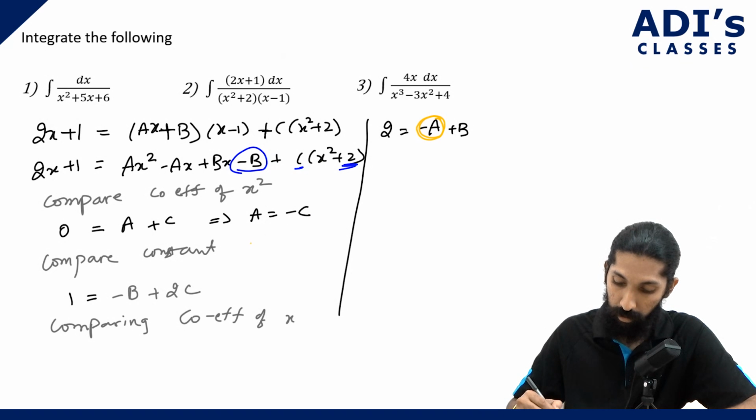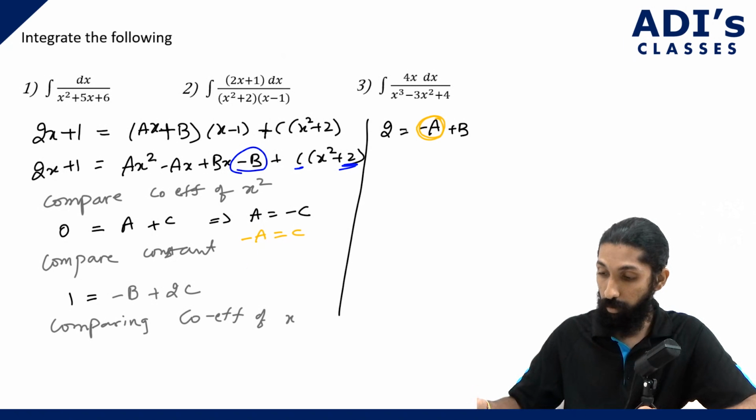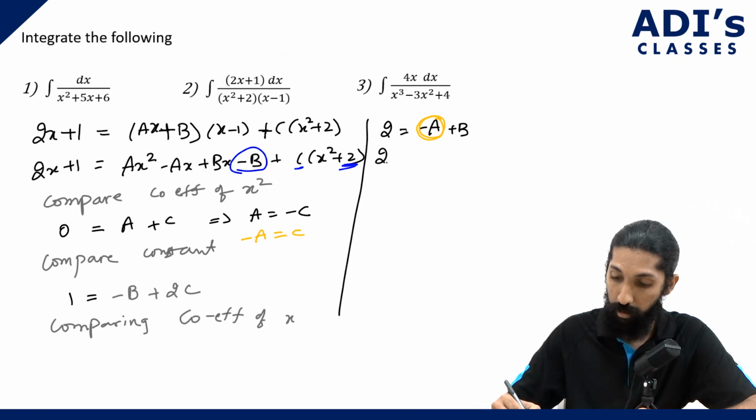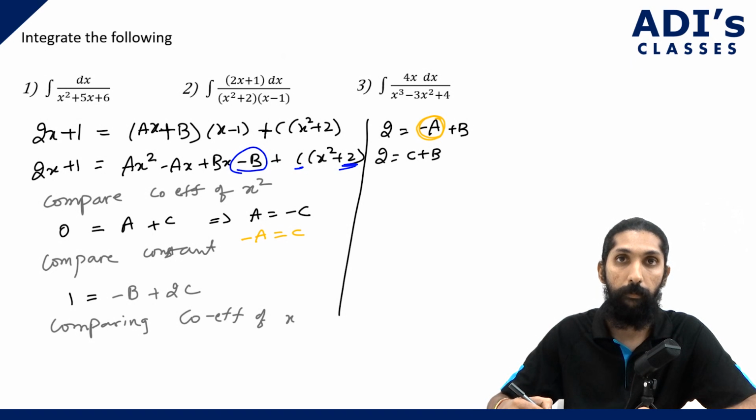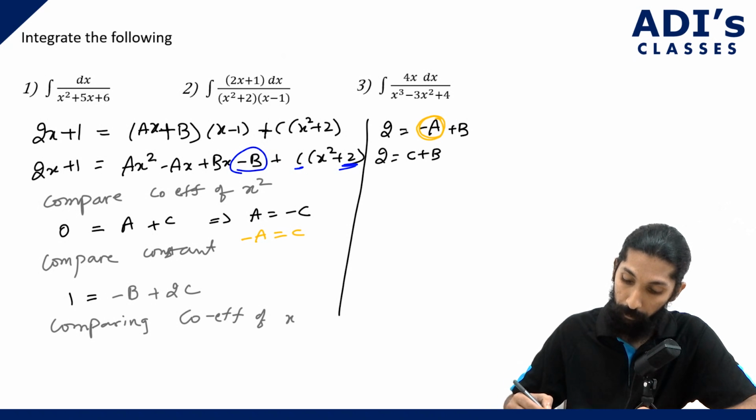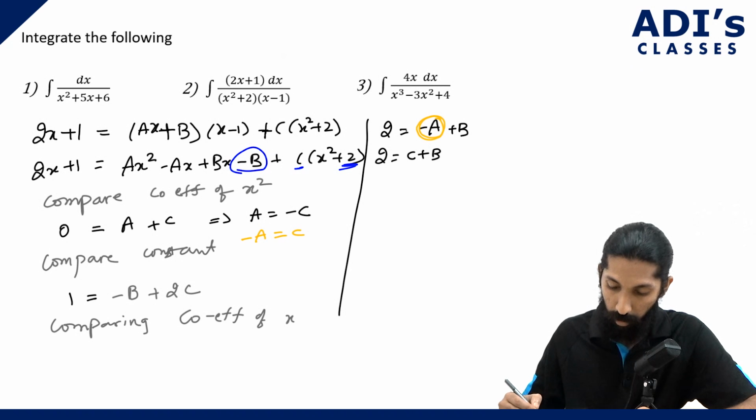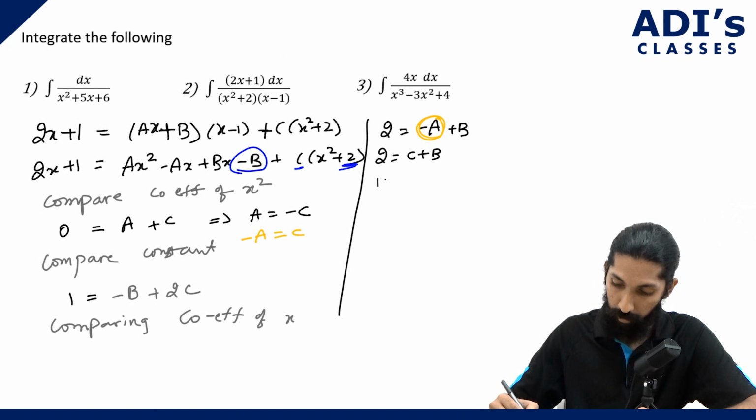See, a is minus c. So minus a is equal to c, right? So what do we have? 2 is equal to c plus b, right? Look at the second equation. What do you have in the second equation? 1 is equal to 2c minus b.